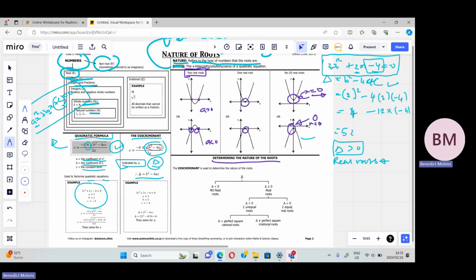Nature of the root does not end where you are able to calculate delta, your delta, b squared minus 4ac. No. They end where you tell us what is the nature of this root. What type of number is this root? Is it a real number? Is it a non-real number? Or what is happening? But I'm going to explain everything in details. So, the discriminant is used to determine the nature of the roots. What is our discriminant? Our discriminant is delta. I'm going into details. Don't worry.